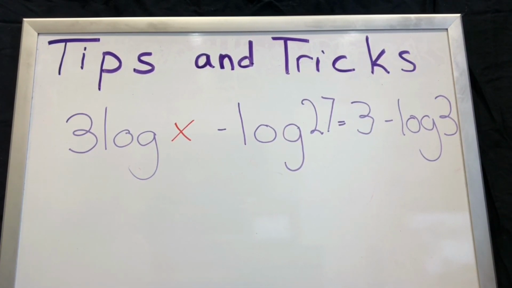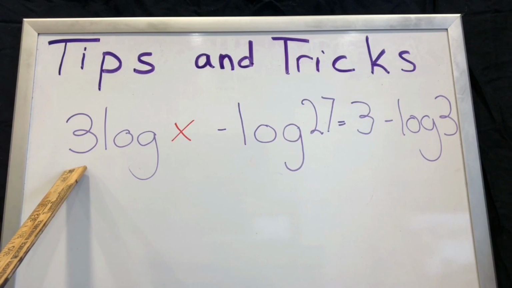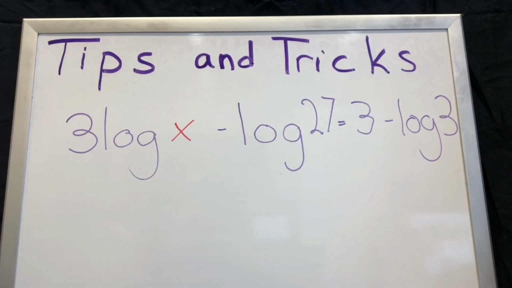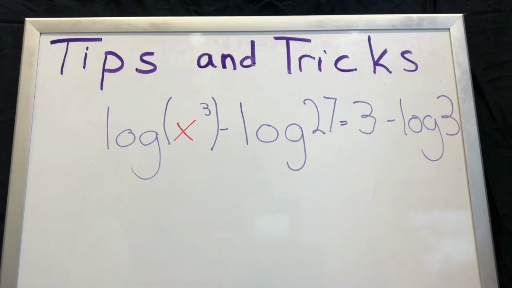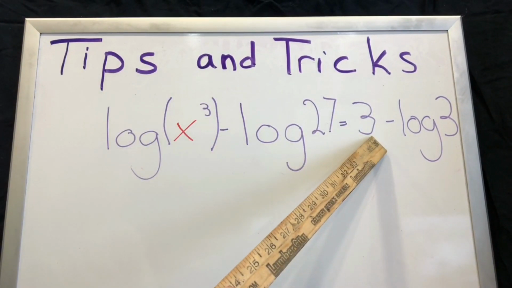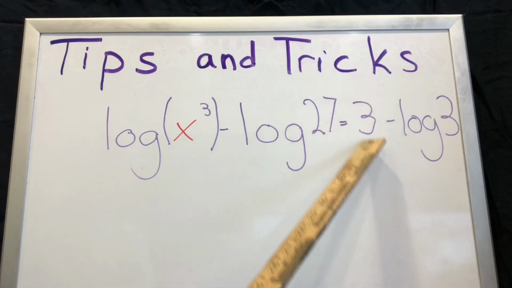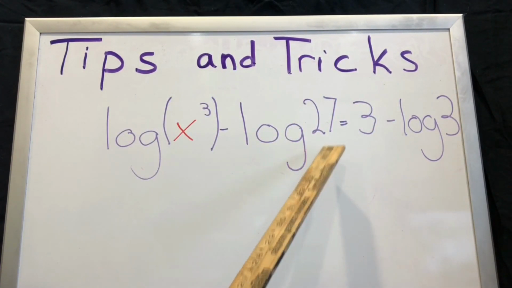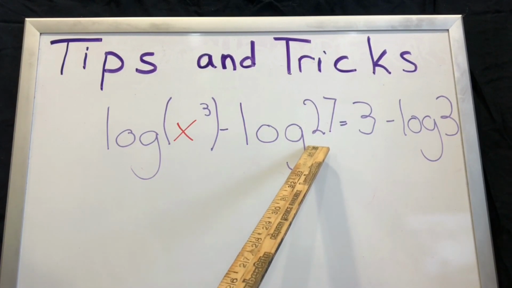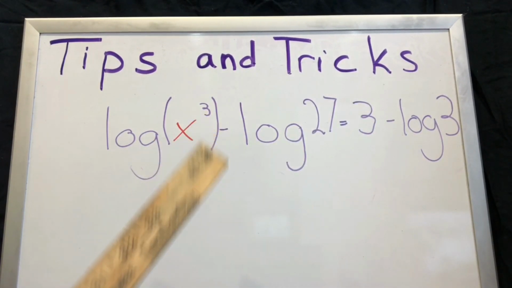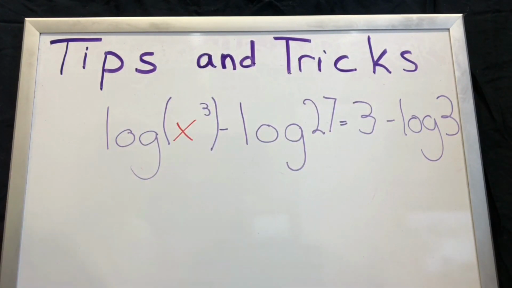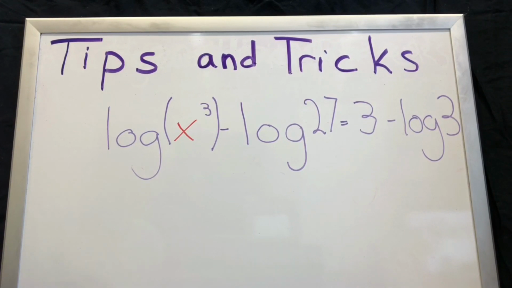So, the first thing we're going to do is pull this 3 inside and make it an exponent of x. The next thing we're going to do is use the definition of logarithms to convert this 3 into a logarithm. So we have to figure out log base 10, because there's no base listed, of what is going to be 3. Well, 10 to the third power is 1,000. Thus, 3 is equal to log base 10 of 1,000.